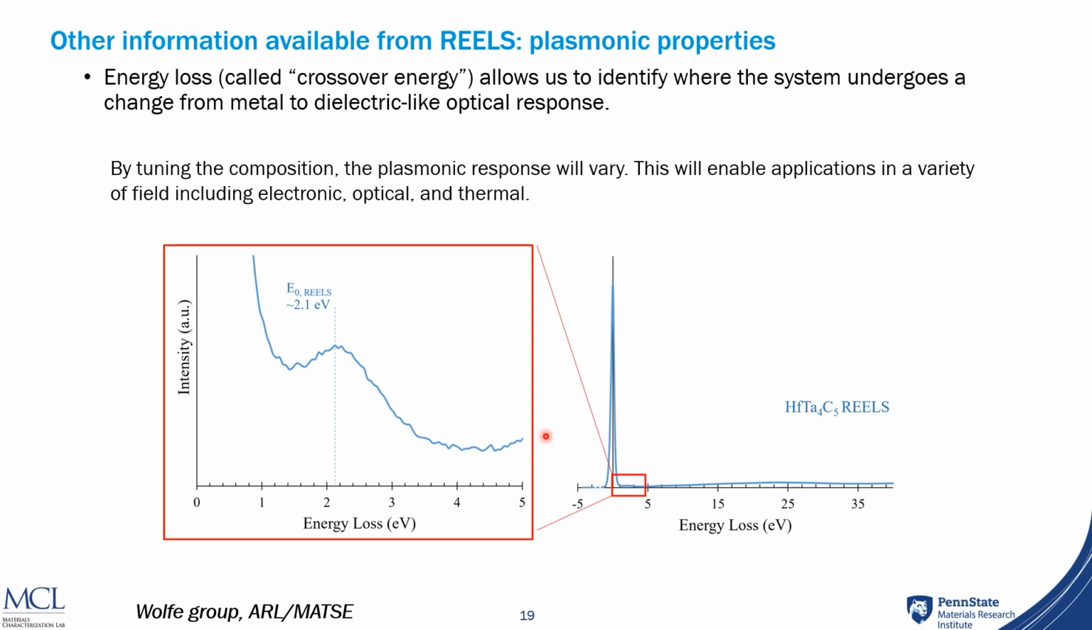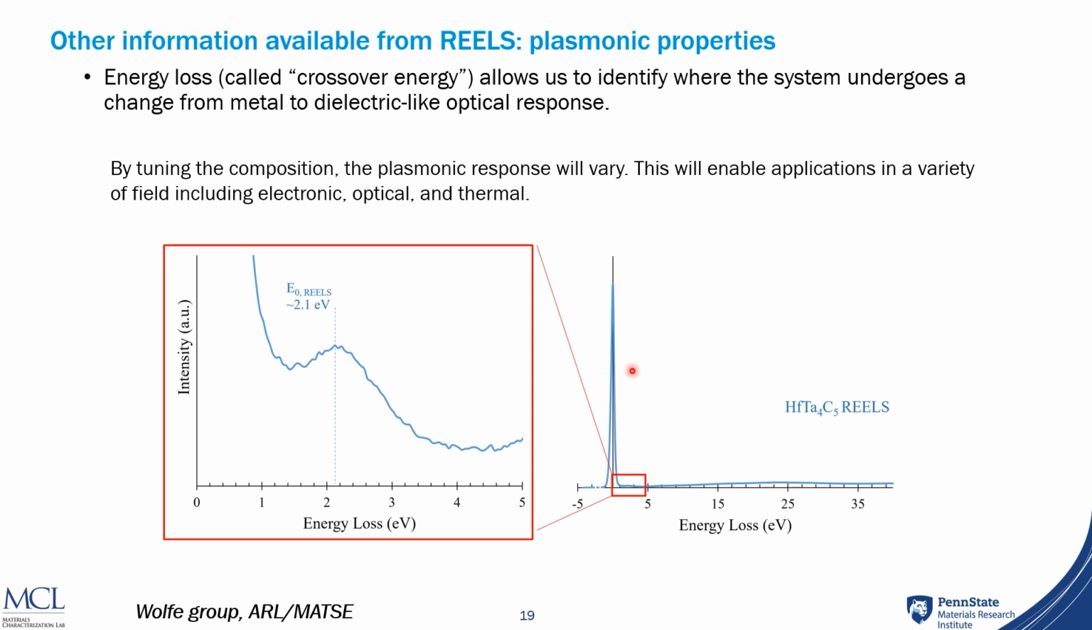Now, there's some other information that's available from REELS, and that is something that we're just starting to work on now with some of our researchers here at Penn State. That is studying certain plasmonic properties. So in electron energy loss spectroscopy, we frequently see plasmon losses. And there is a specific area that's of interest to people studying plasmonic materials called the crossover energy, which is an energy at which the system undergoes a change from a metallic-like to a dielectric-like optical response. And it manifests itself as a small little peak sitting next to our zero loss peak.